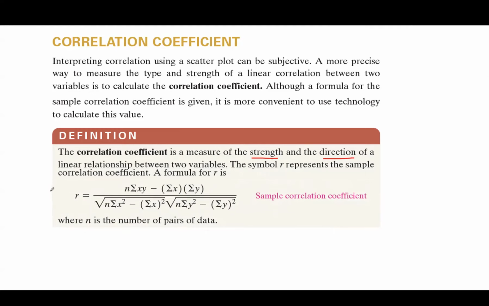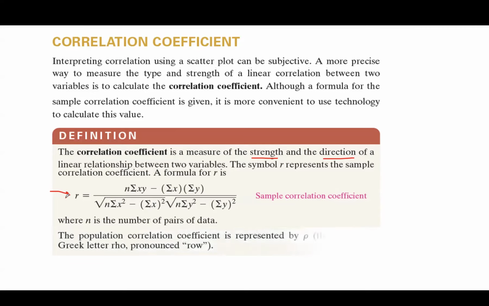And again, please note that here we are using r as the sample correlation coefficient. When it comes to the population, the correlation coefficient is denoted by the Greek letter rho. So this is your population correlation coefficient.